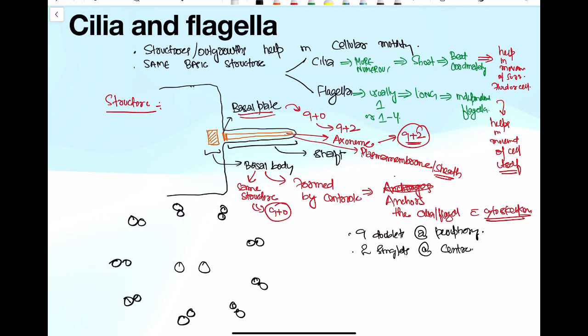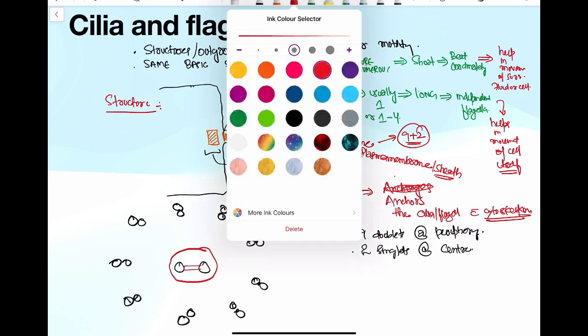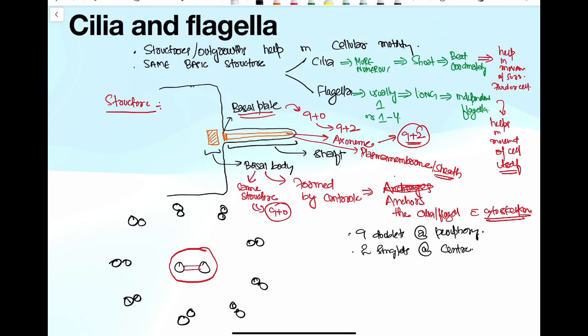These singlets are covered by a central sheath, and they are connected by a proteinaceous double bridge. This is the central sheath, and this is the proteinaceous bridge. Again, this is a doublet. These doublets are connected to the sheath by means of radial spokes. So these are spokes.